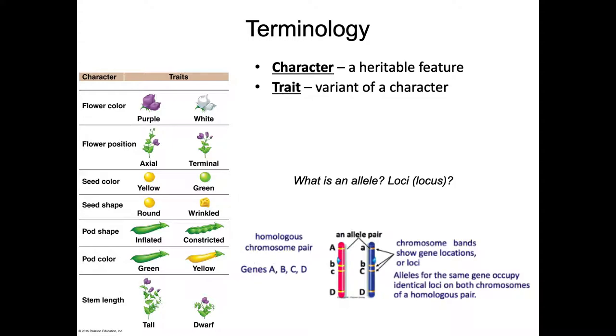Gregor Mendel, the father of genetics, basically studied peas and their characteristics, or characters. Some characters for the pea are the color of the flower, position, seed color, seed shape, and pod color. That all pertains to the pea plant. But for us, some characters could be our eye color, our skin color, our hair color, the shape of our eyes, the shape of our hands, the shape of our fingers, etc.